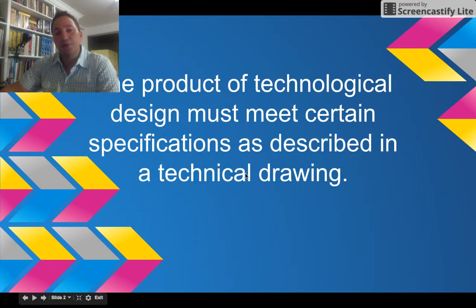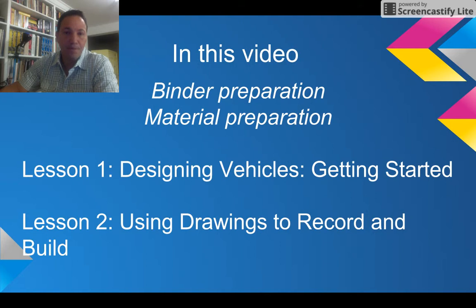This video will cover the introduction of the unit, as well as the preparation of the materials in lessons 1 and 2. The main concept for this unit is that the product of technological design must meet certain specifications as described in a technological drawing. In this video, as I said, I will talk about how to put the binder together, how to work with some of the materials, and then I'll briefly touch on lessons 1 and 2.